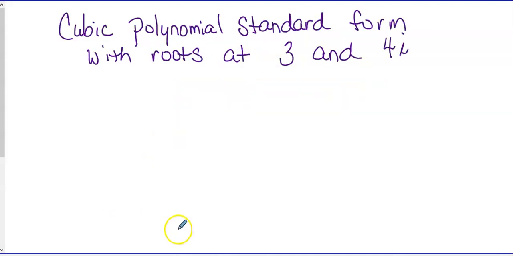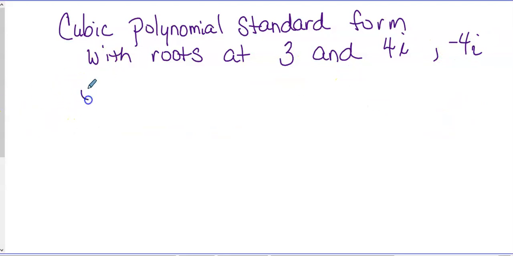Okay, last thing, I want you to pause your video and try this one. See if you can write a cubic polynomial in standard form with roots at 3 and 4i. Okay, if you paused your video and came back, what you need to know is that the 4i is not by itself. Remember, I told you these come in pairs. So if you've got a 4i, you've also got a negative 4i.